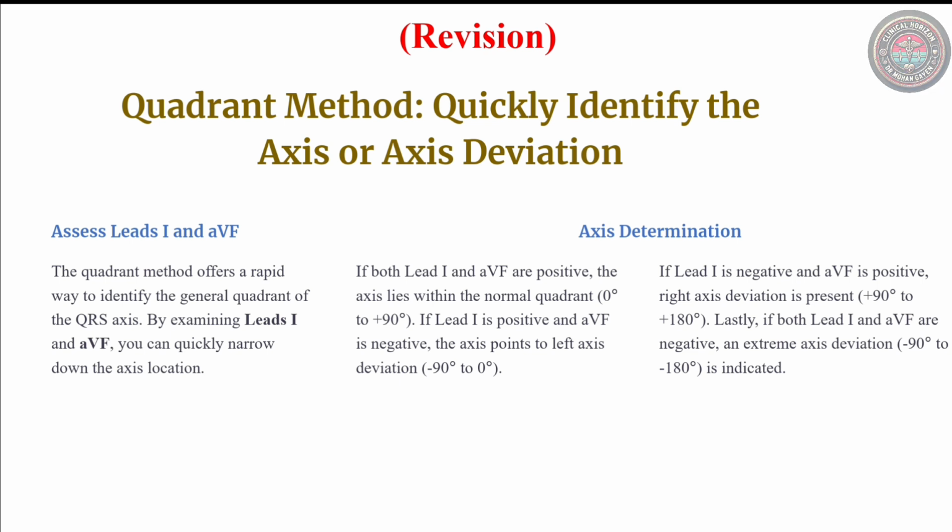Negative QRS in lead 1, but positive QRS in lead AVF. This suggests right ventricular hypertrophy, pulmonary hypertension, or left posterior fascicular block. Negative QRS in both lead 1 and lead AVF. This is rare and usually suggests ventricular rhythms, severe conduction abnormalities, or artificial pacemakers.